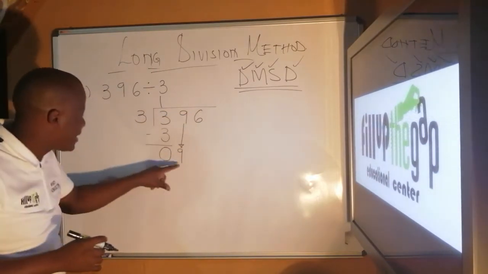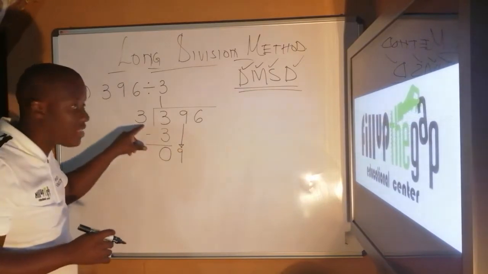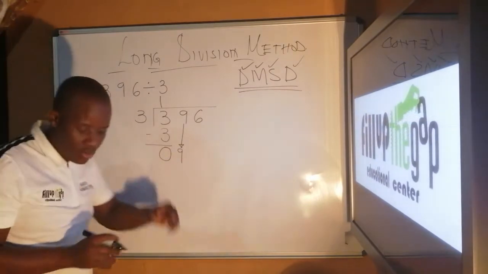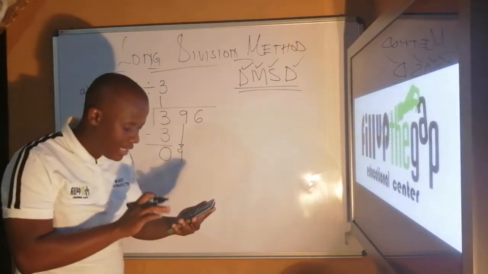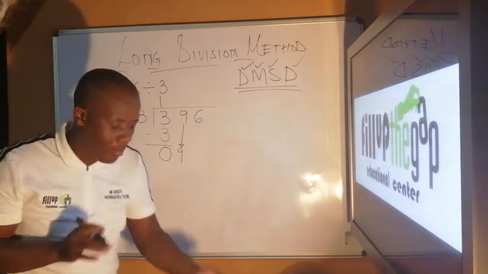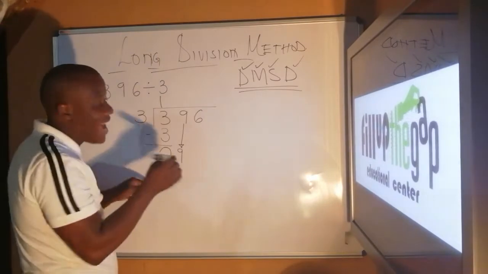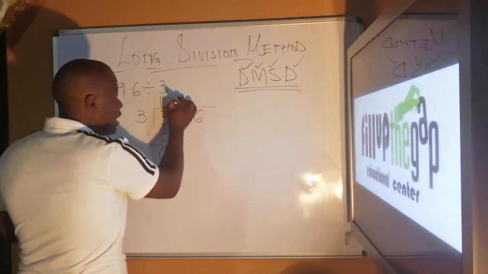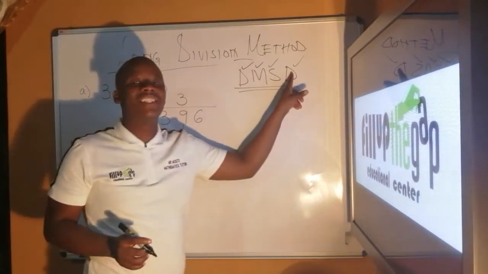All right? So you're going to say 9 divided by 3. You take your calculator and say 9 divided by 3. It's going to give you how much? 3. So this 3, the answer, you're going to put it where? Here. Again, we were done with dropping.